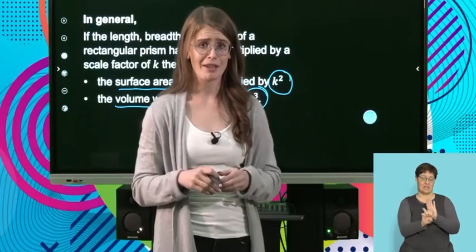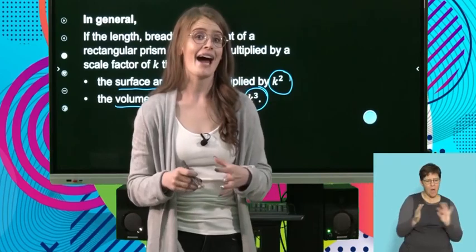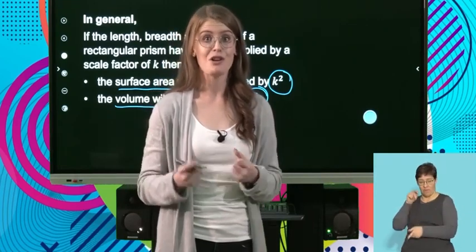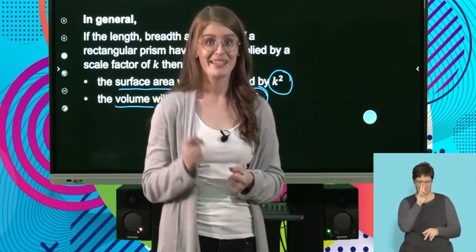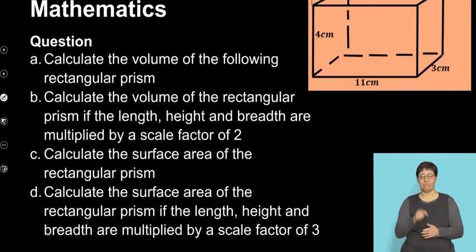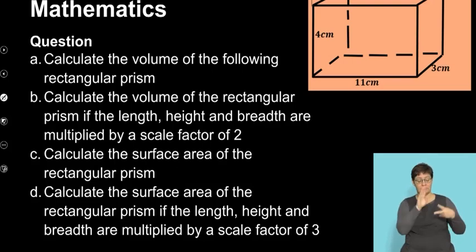We're now going to be going into an example to look at how we can actually calculate surface area and volume using a scale factor. Let's go to the example. So guys, for this question, we have been given a rectangular prism. We are first going to calculate the volume of the particular rectangular prism. Then we're going to calculate the volume of the rectangular prism if the length, height, and breadth are multiplied by a scale factor of 2.